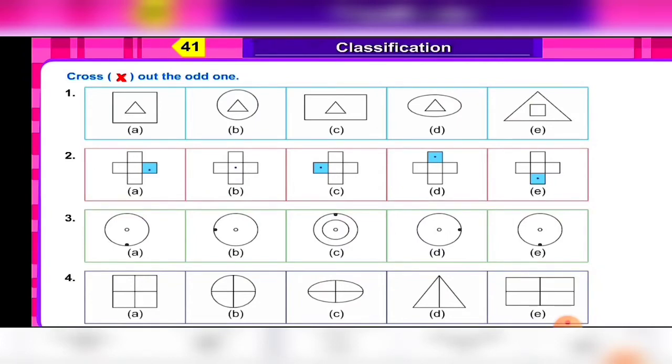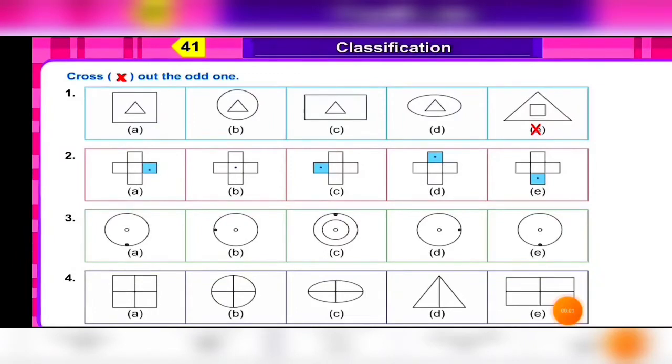41. Classification. Cross out the odd one. First, in this question there are triangles in each shape, but we have to find out the odd one. Means in E there is a square in the triangle, so that is odd.